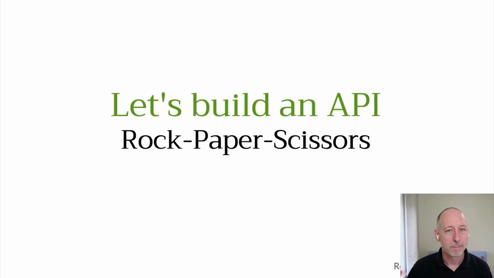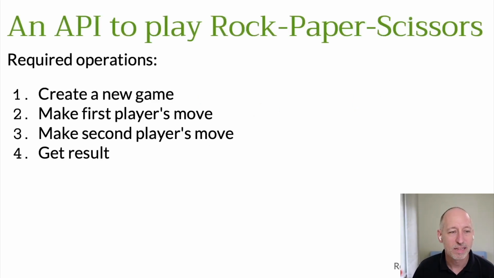Let's build an API. Rather than doing a CRUD API, a simple put to the user, get back from the user, let's do something slightly different and play a game. The rock, paper, scissors game, in fact. It's not a particularly complicated game, so it maps to an API relatively easily. In fact, we only have 4 operations.